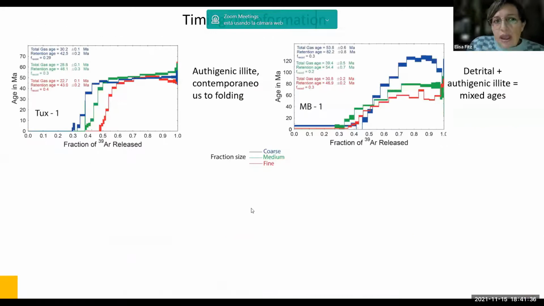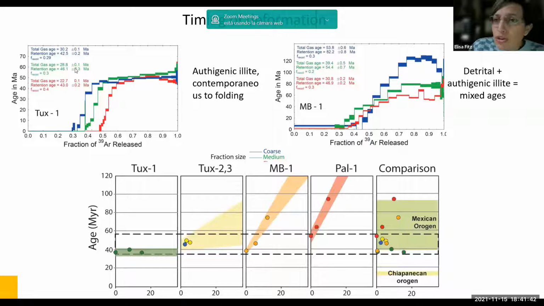By analyzing these samples, we noticed that some of them only have illite that was formed during the deformation event. It didn't have any detrital illite, but others did have some flakes of detrital muscovite. Nonetheless, we carried out the same regression, mixing line age analysis in all of the samples, and we obtained very convincing ages that go all the way from 38 million to 58 million years. So these ages indicate that the faults we observe in the Chiapas fault-and-thrust belt are mostly Eocene in age. That doesn't mean that the Chiapanecan orogeny didn't happen. It's telling that the faults are a little bit older.